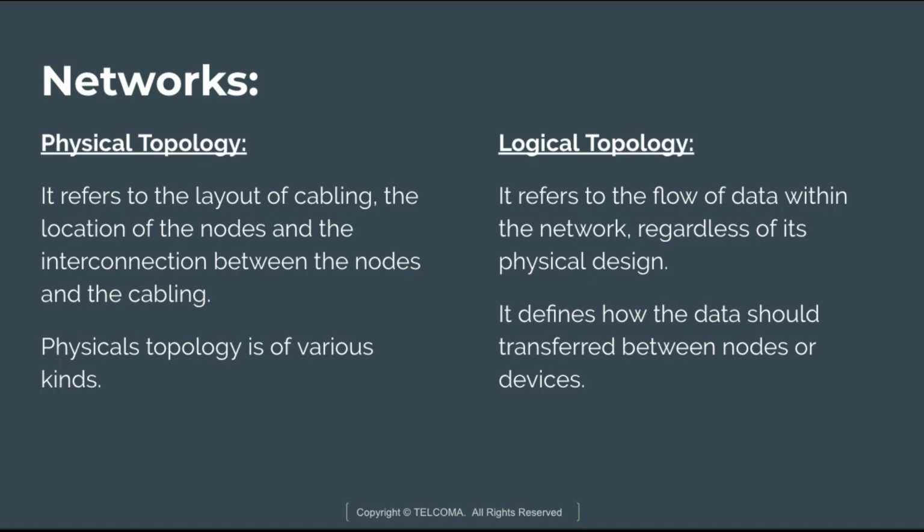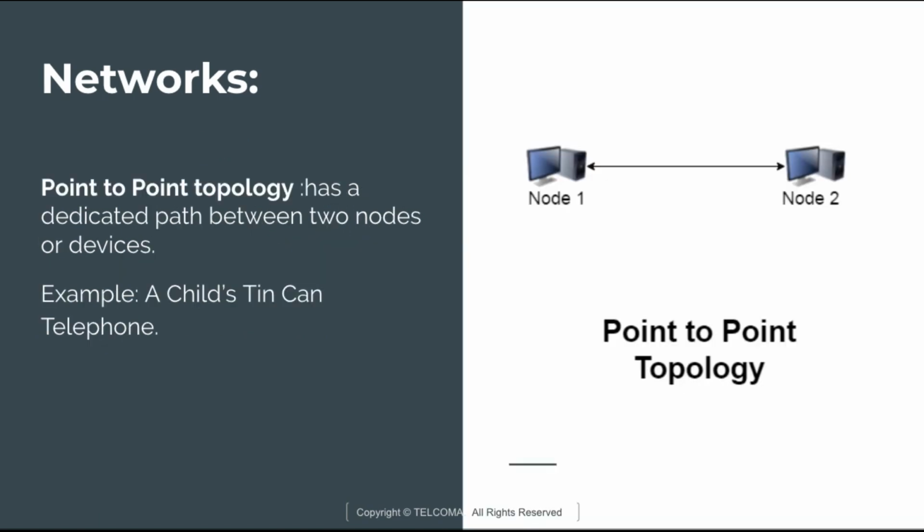So here are the physical topologies of various kinds. Let's discuss the physical topology. The first one is point to point topology. It is the simplest topology and it has a dedicated path between two nodes or devices, and an example of this is a child's tin can telephone.